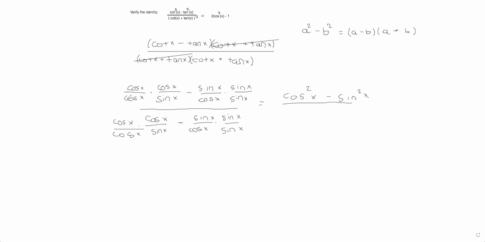And then the denominator is going to be cosine of x over sine of x. No, not over, just sine of x cosine of x, all over. And then we're going to have the same thing we have here, except instead of the minus, we're going to have a plus, but everything else will remain the same. So we're going to have cosine squared x plus sine squared x, all over sine of x cosine of x.